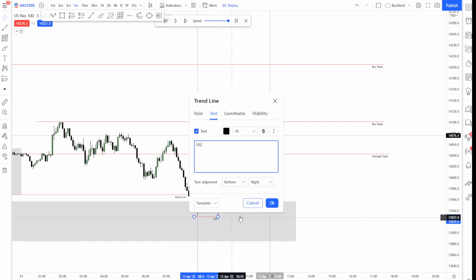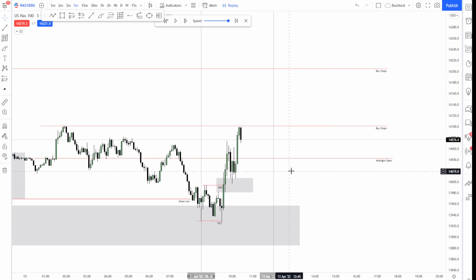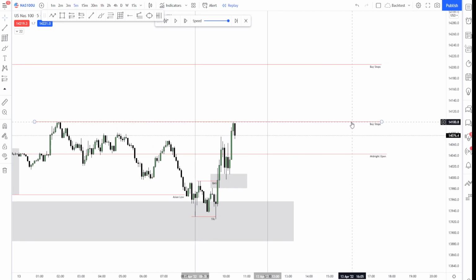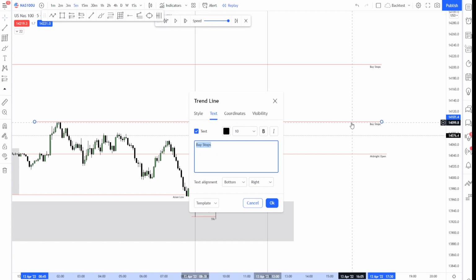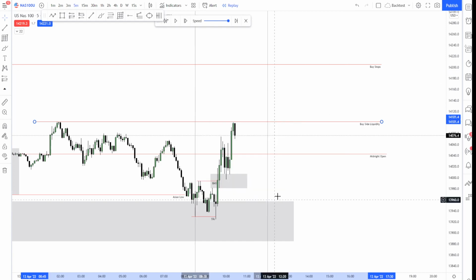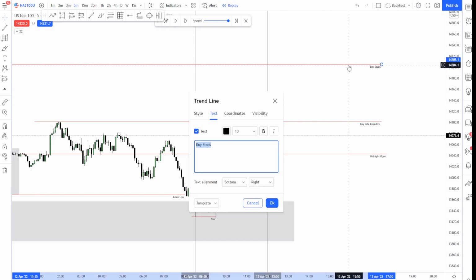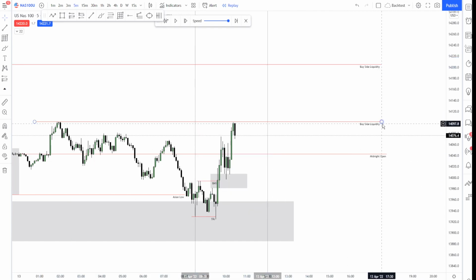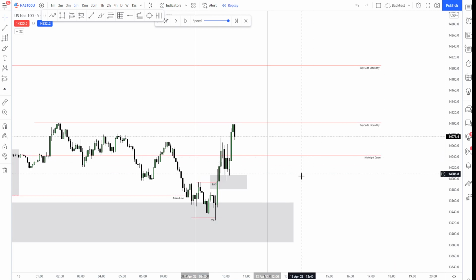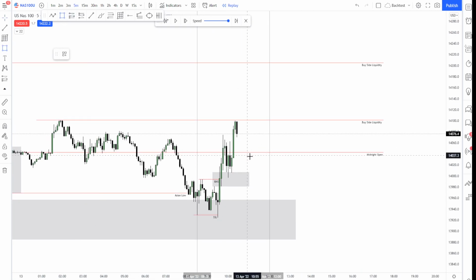Here was the sell side liquidity being taken. Let me just keep this all simple. Buy side liquidity. Okay, so here's our buy side liquidity. Let's make it more understandable. Alright, so what has price done now? So we got a break of structure down here, our entry, and then now price has broken structure once more.